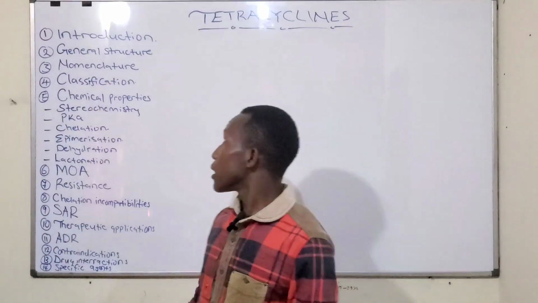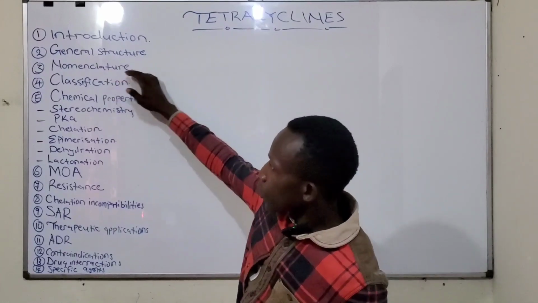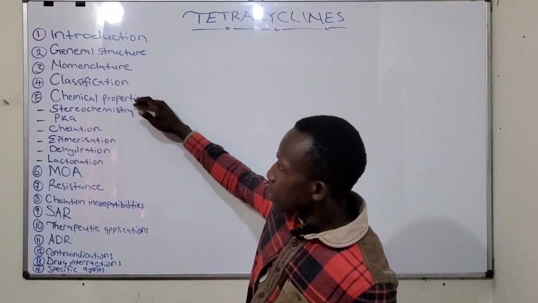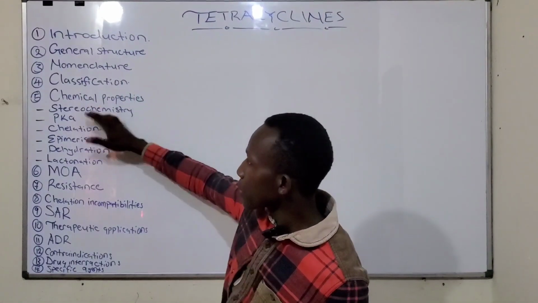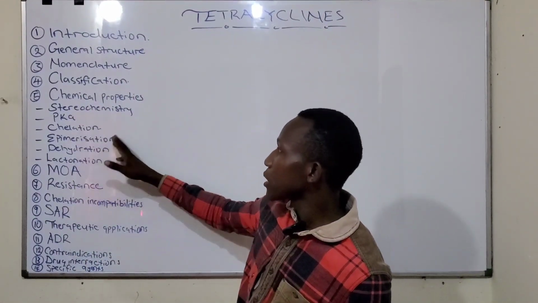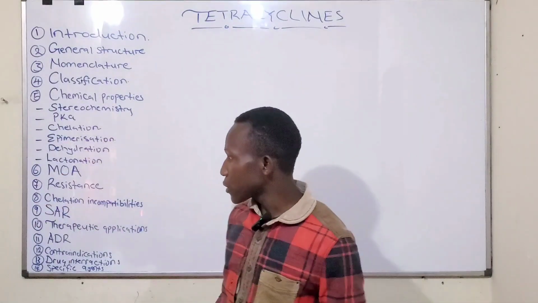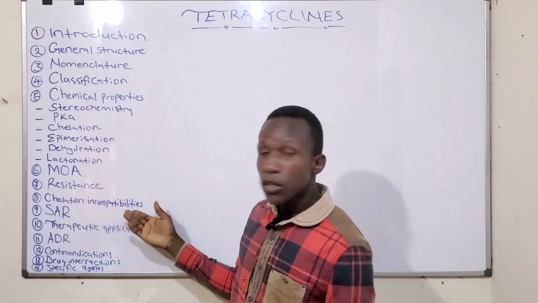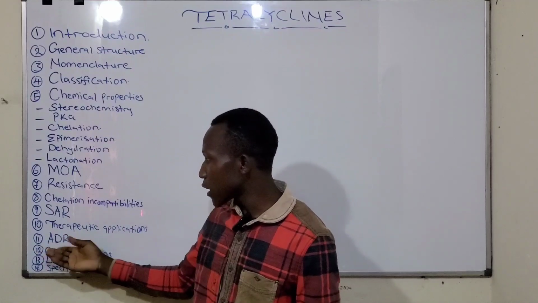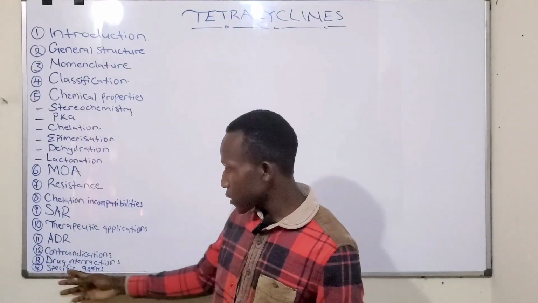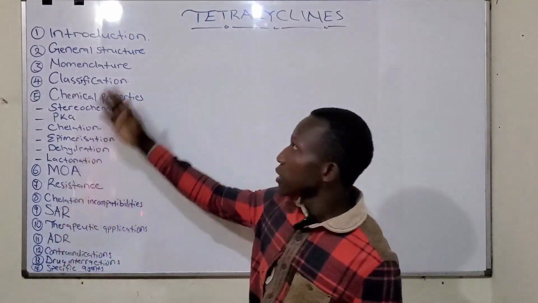What we are going to talk about: the introduction, the general structure of the tetracyclines, nomenclature, classification, some of the chemical properties, and stereochemistry. All these are under chemical properties: stereochemistry, pKa, chelation, epimerization, dehydration, lactonation. We will also talk about the mechanism of action, resistance, chelation incompatibilities, the SAR, therapeutic applications, the adverse drug reactions, contraindications, drug interaction, and specific agents. Now let's begin with the introduction.